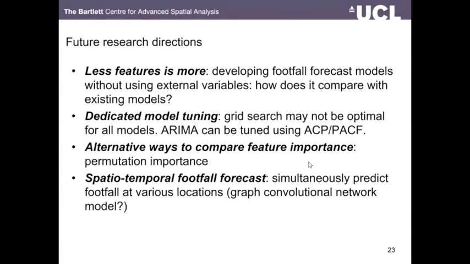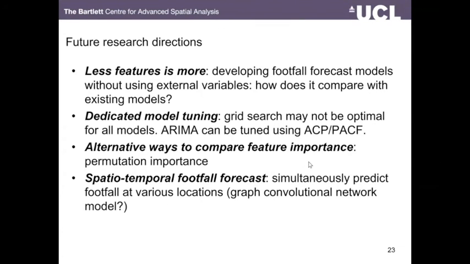We also have some directions for future research. The first one is to use fewer features for this forecast. Given that the internal variables are more important, can we develop a model that merely uses the internal variables to forecast the footfall? The second direction is more dedicated model tuning. As I said, the grid search may not be optimal for all the models. We can try to tune the ARIMA model using the ACF and PACF plots.